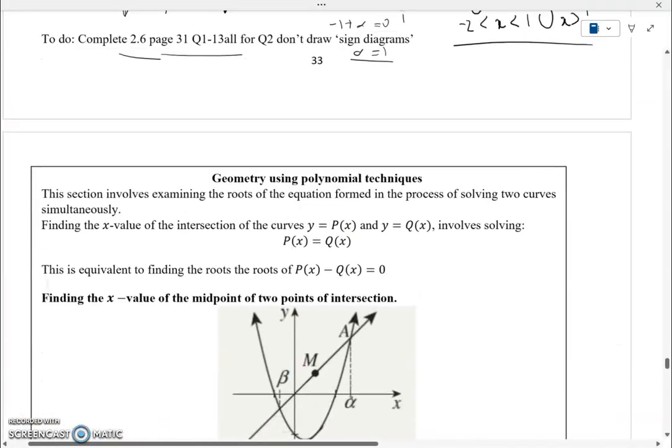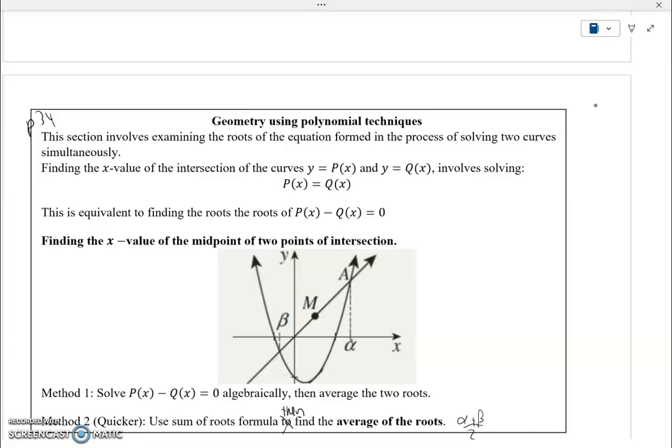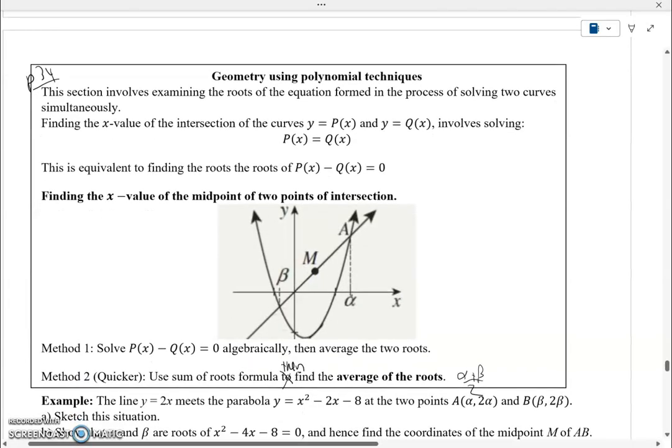All right. This last section involves examining the roots of the equation formed in the process of solving two curves simultaneously. So we've got two polynomials. We're looking for the point of intersection, and the key focus is going to be on the x value of the point of intersection. So imagine I've got two curves. I want to work out their point of intersection. I solve simultaneously, and I can bring this q of x over the other side. So finding the x value of the point of intersection is equivalent to finding the roots of this polynomial equation.